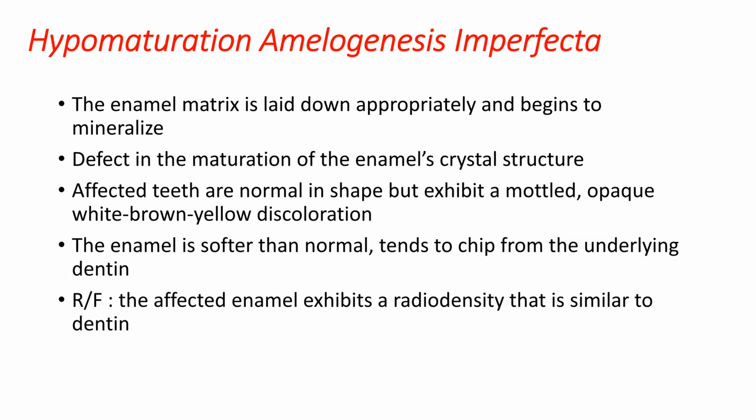Next is type 2, which is hypermaturation amelogenesis imperfecta. In a person with hypermaturation amelogenesis imperfecta, the enamel matrix is laid down appropriately and begins to mineralize. However, there is a defect in the maturation of the enamel's crystal structure. Affected teeth are normal in shape but exhibit a mottled, opaque white, brown, yellow discoloration. The enamel is softer than normal and tends to chip from the underlying dentine. Radiographically, the affected enamel exhibits a radiodensity that is similar to dentine.